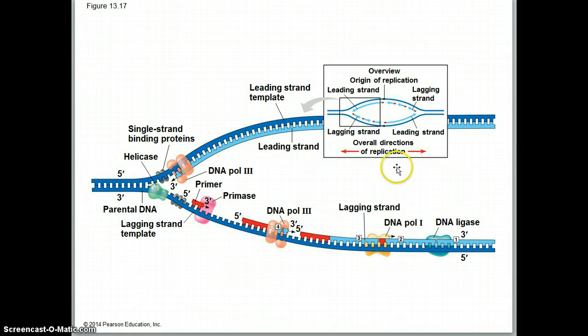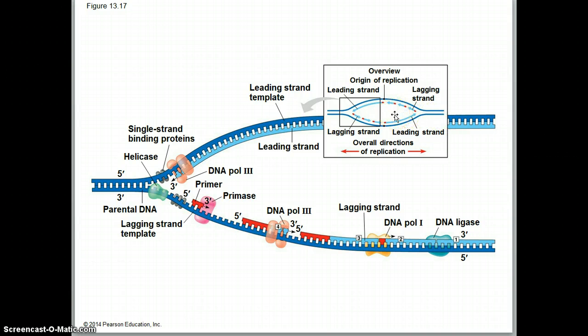So here is an overview of what's going on here. You have one big picture. This is one of those replication bubbles. Okay, origin of replication is where DNA replication is going to start, and then the bubble is going to expand to the left side and to the right side.